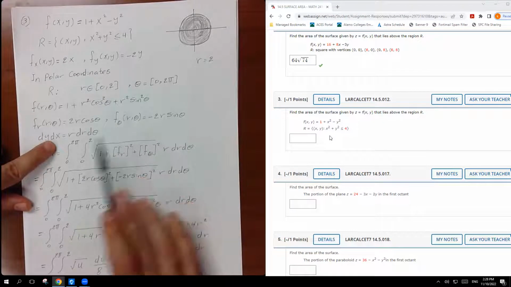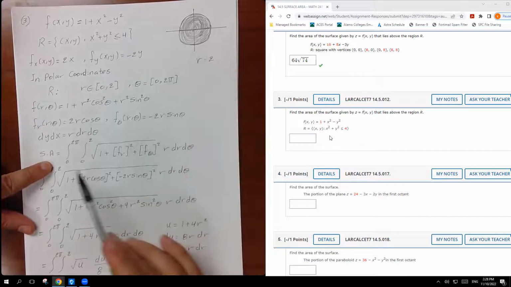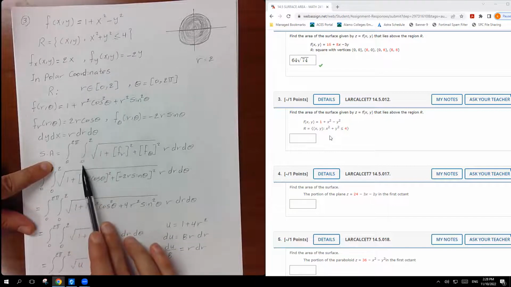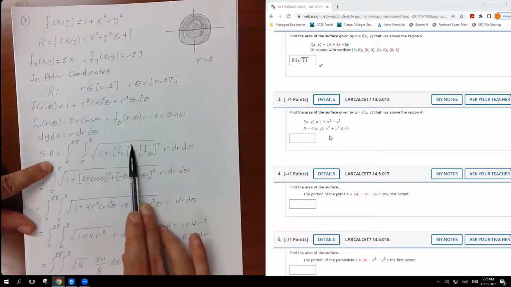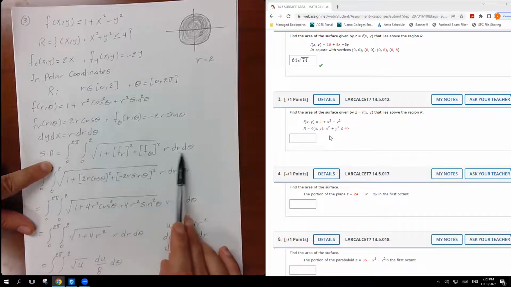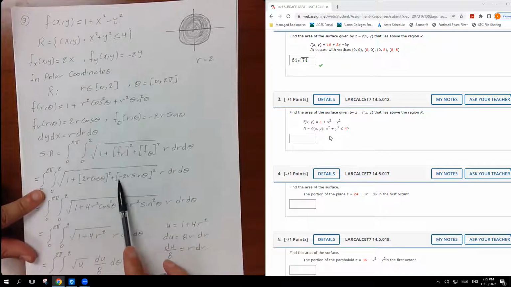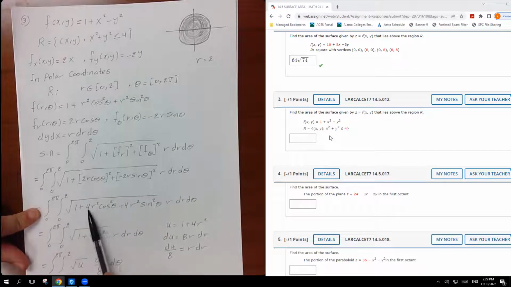dy dx is going to be r dr d theta. So our surface area for this region is the integral from 0 to 2 pi, and for r from 0 to 2, of the square root of 1 plus f sub r squared plus f sub theta squared, times r dr d theta. Then we plug in f sub r and f sub theta, 2r cosine theta and negative 2r sine theta. This is 1 plus 4r squared cosine squared theta plus 4r squared sine squared theta.